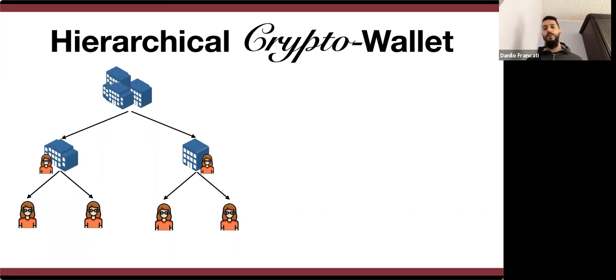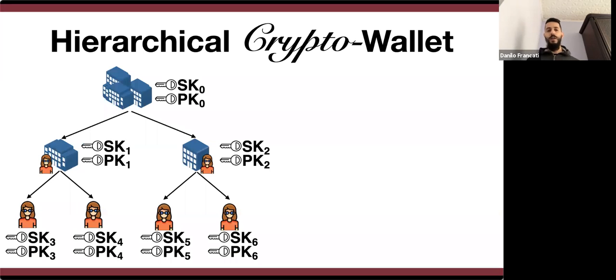It's a wallet that is shared among different users, and these users are ordered according to a hierarchy. The property is that the wallet allows you to generate the secret keys and also the corresponding public keys according to the hierarchy. For example, here the root node can generate the secret key of node number 2 by simply using its secret key, and so on and so forth. Then 2 can generate the secret keys and the public keys of users 5 and 6.